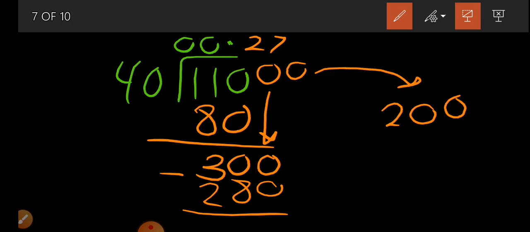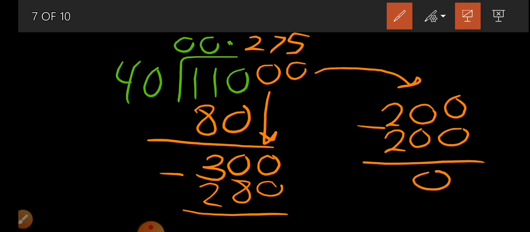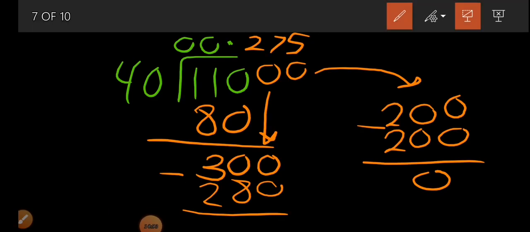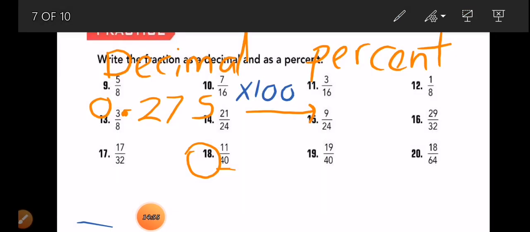So it's 200 now. Divide by 40. Cover 0, cover 0. 20 divided by 4 will give you 5. Multiply it, it will give you 200. Subtract, 0. So 275. Add the decimal, now we have it as 0.275.